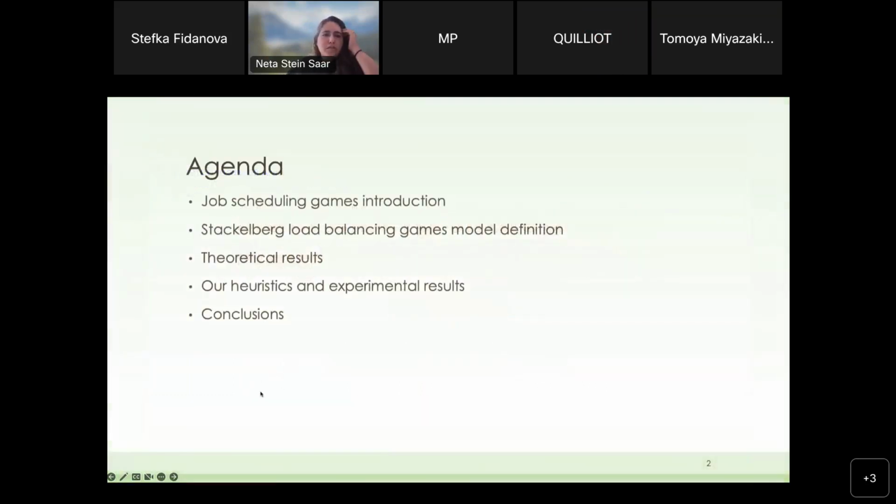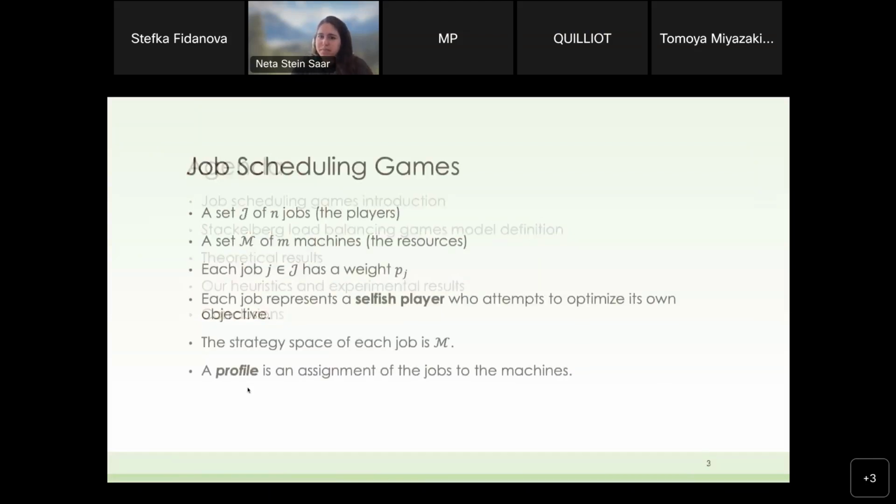Okay, so first we're going to start with a short introduction about job scheduling games. Then I'm going to present our model of Stackelberg load balancing games. Next, we're going to show some theoretical results, heuristics, and experimental results, and conclusions.